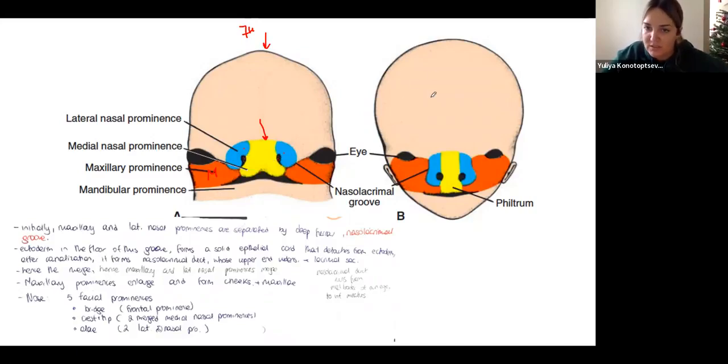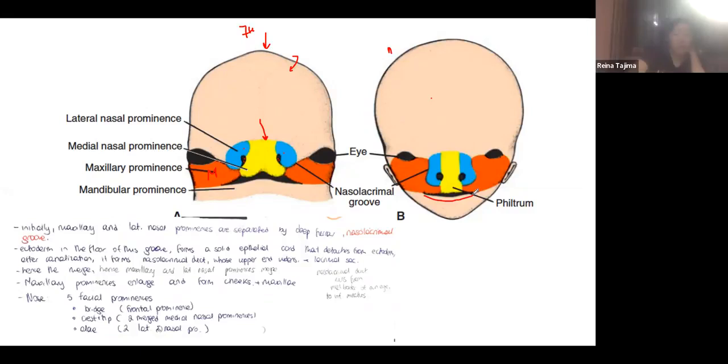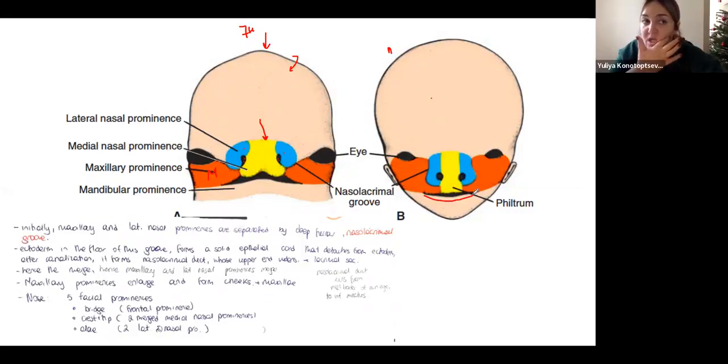So take a look at this picture. This is a 7th week embryo, and this is a newborn baby. In the newborn baby, we have to identify where some of the things came from. So tell me, lower lip, where did the lower lip come from? Mandibular prominence. So don't forget this entire area, down like this. This is your whole mandibular prominence.